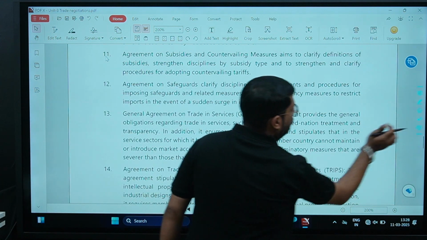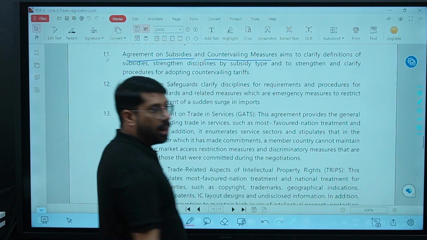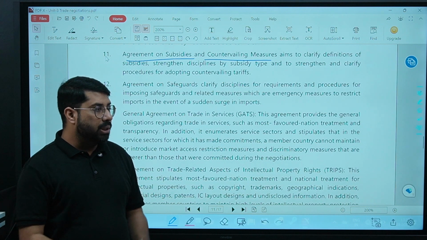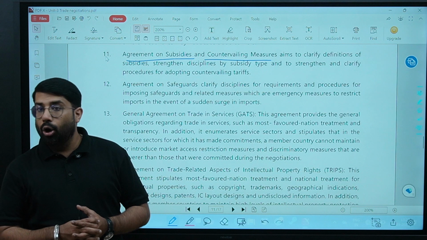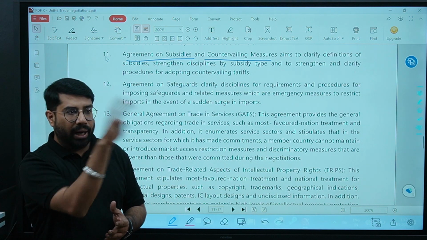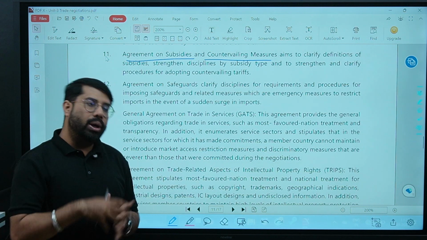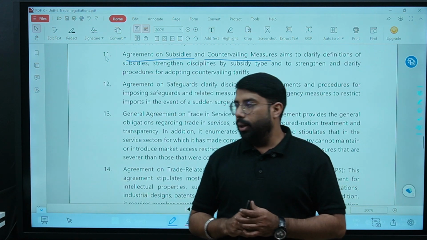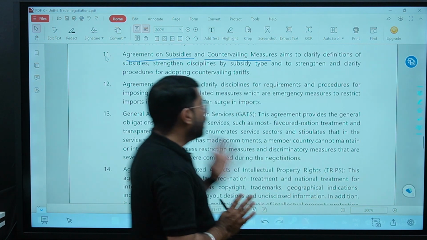Then the 11th says the agreement on subsidies and countervailing measures. You remember anti-dumping duties and countervailing duties we studied together. Anti-dumping duties are the duties against the dumping of goods. Countervailing duties are the duties against the lower price of goods. And why was the price low? Just because the country of that particular seller was supporting that person. Whether it is anti-dumping or countervailing, why are these duties imposed? To protect the domestic market.